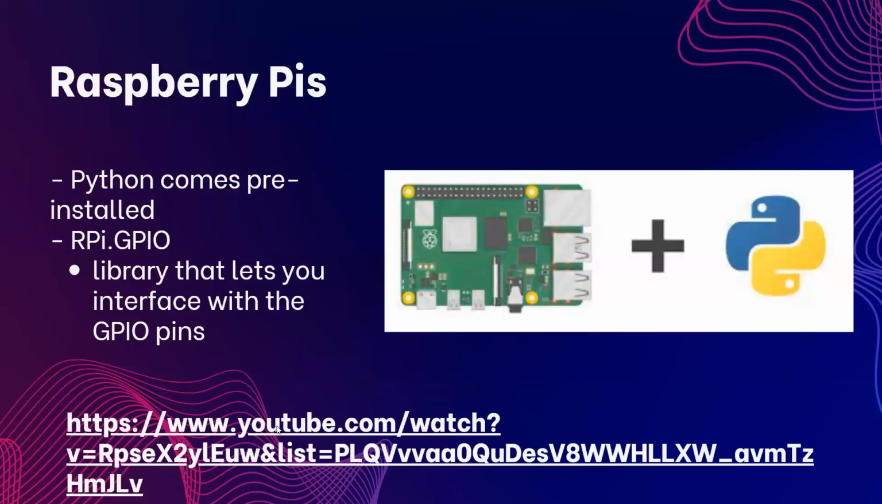So Raspberry Pis, there is functionality with working with Raspberry Pis with Python. Python comes pre-installed with most Linux software. So if you have a Raspberry Pi, you'll likely have Python already in there. But you might have to download a specific library in order to interact with the GPIO ports on that Raspberry Pi. I think one of them is called RPi.GPIO. And I've linked another tutorial on how to do that.